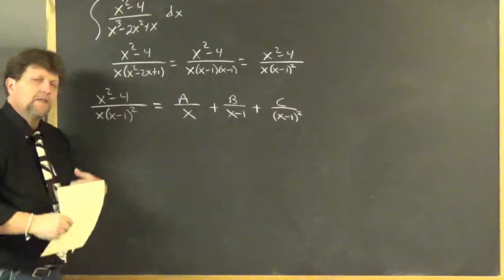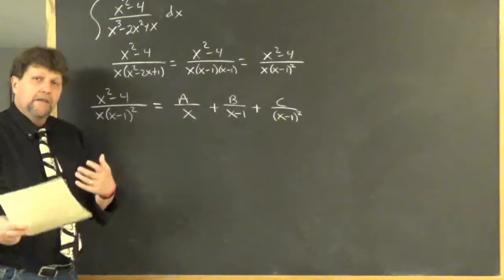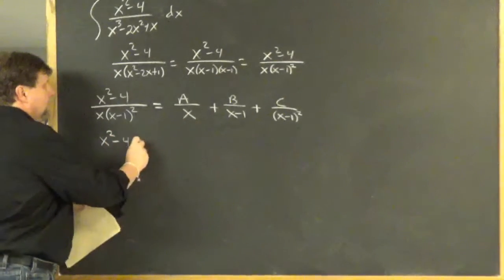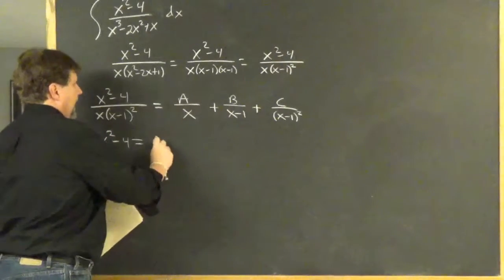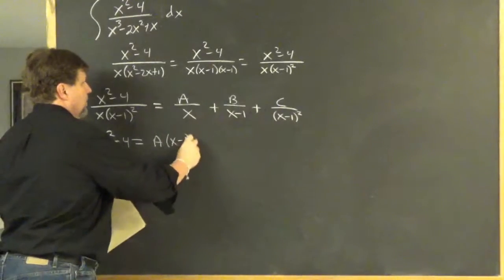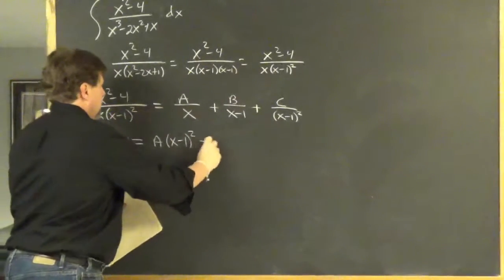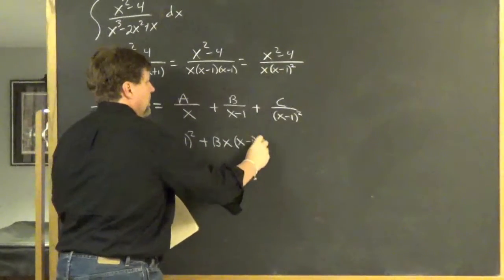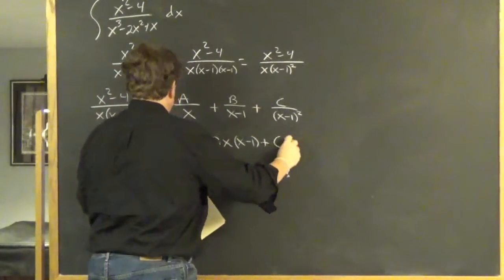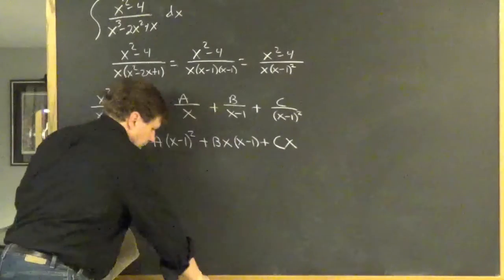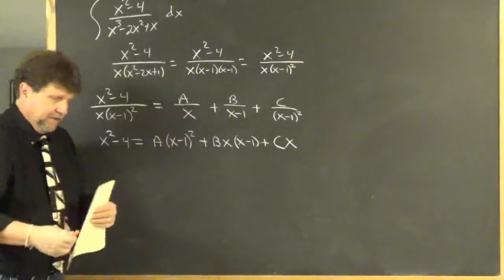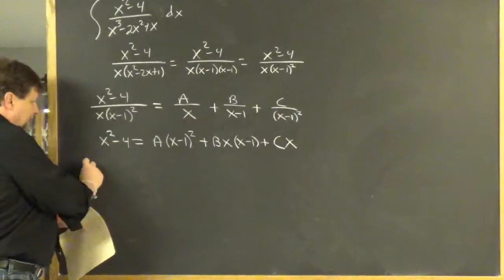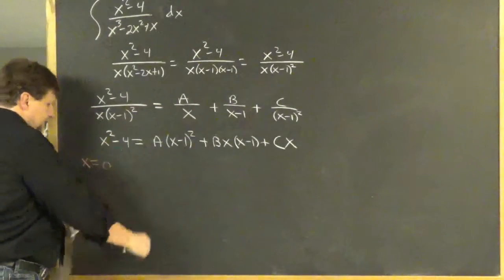So it's the same process. We multiply both sides by the LCD to get x squared minus 4 equals A times x minus 1 quantity squared plus B times x minus 1 plus C times x. And as you know, we're going to pick strategic values for x. So I'm going to start off picking x as 0.